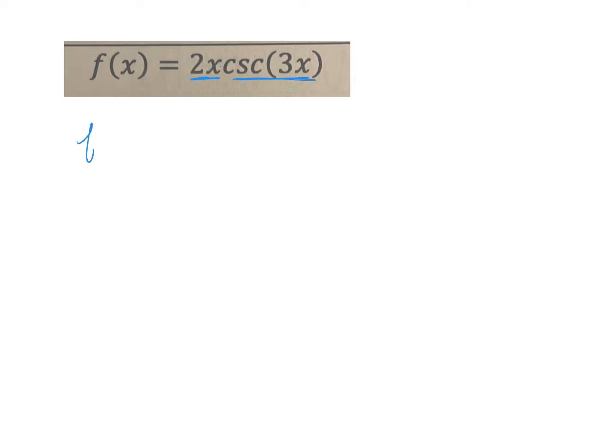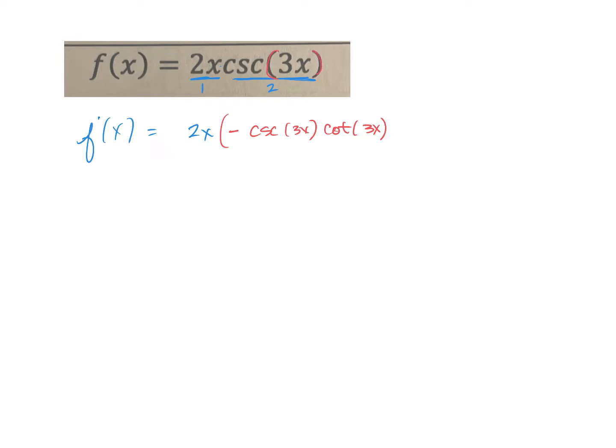So here we go. F prime of x. We're going to call this one the first and this one the second. So it's the first, which is 2x, times the derivative of the second. Now, this is a little tricky because all the c's are negative. So this is cosecant of 3x, so it's going to be negative cosecant of 3x, cotangent of 3x.